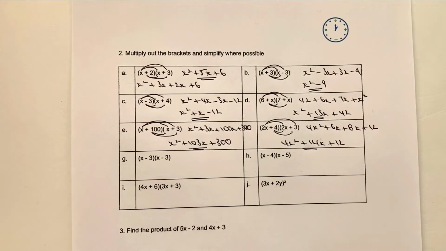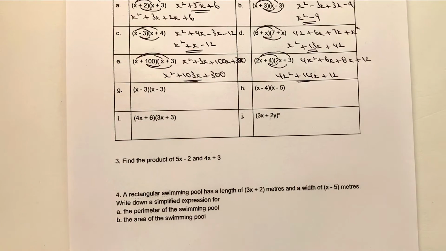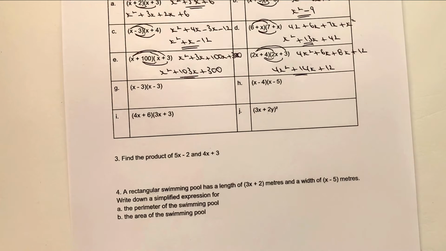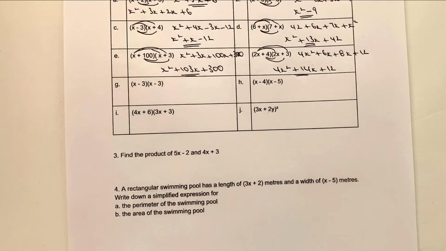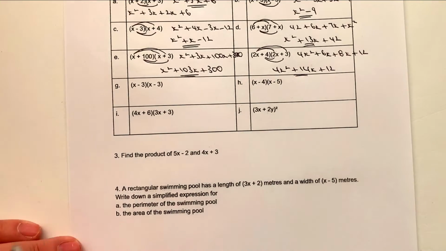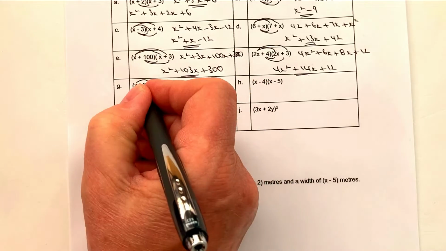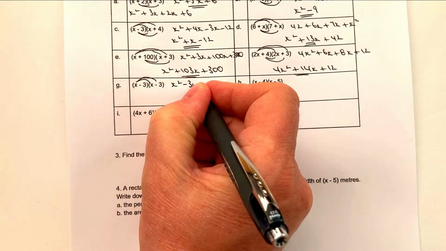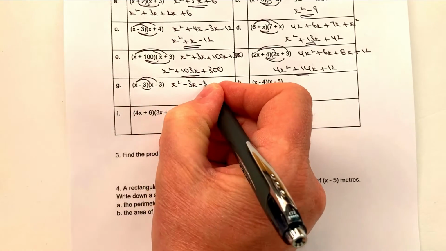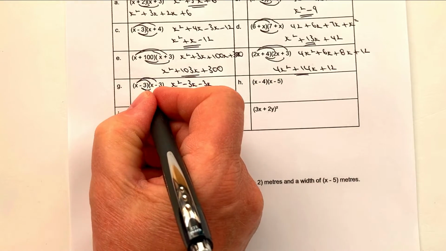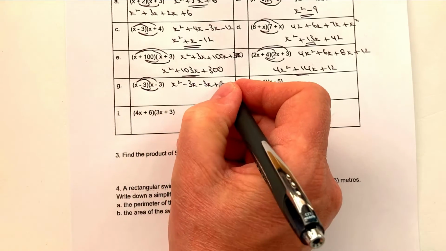Okay, let's move on to G. With G, I've got two negatives. I've got minus 3 times minus 3, so I need to be aware of that as I'm working through these sorts of questions. But I'm going to use the same method. x times x is going to be x squared minus 3x minus 3x. And then minus 3 times minus 3 is plus 9.